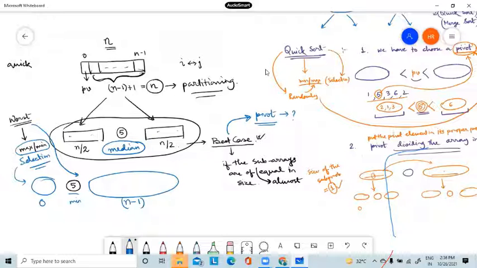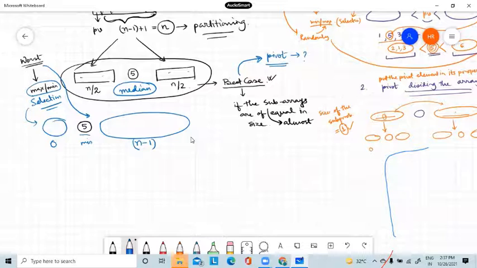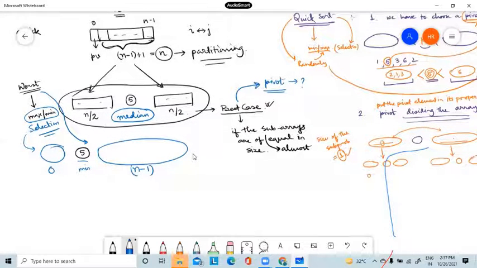I have not told you what value of pivot will satisfy the best case. Now I am telling you the median value from the array will satisfy the best case criteria. Best case means the two sub-arrays are almost equal in size. Now try to calculate the time complexity. For this sub-array, again I will call the quick sort. For this sub-array, again I will call the quick sort. So what is the total time?